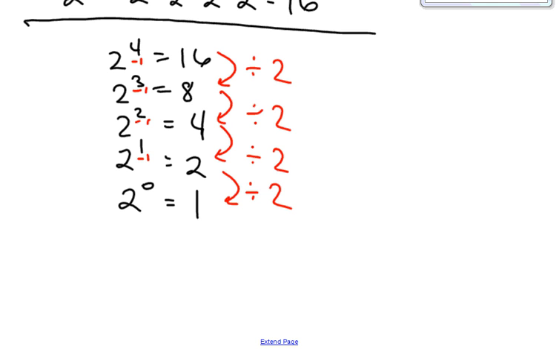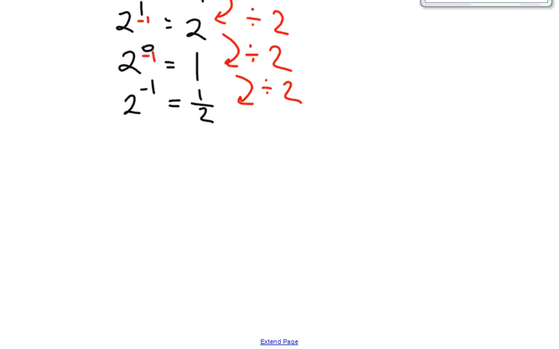What if I subtract 1 again from 0? That gives us 2 to the negative 1. Over here on the right, we're going to divide by 2. So what is 1 divided by 2? 1 half. That's also something new for you because you might think that a negative exponent would make a negative number, but it does not. It makes a fraction.